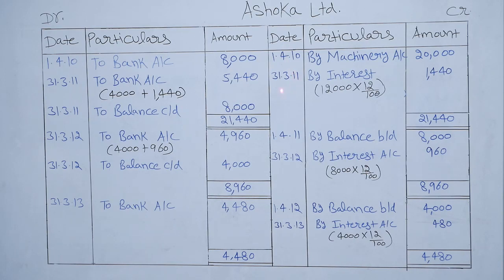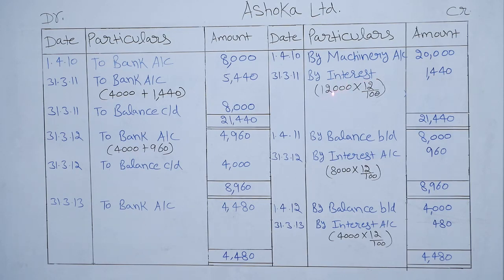And now we will charge interest. What will be the entry of interest due? Entry will be interest account debit to Ashoka Limited. Why are we debiting interest? As interest is our expense. So that's why we are debiting interest account. And if we do ledger posting of Ashoka Limited, then we will write by interest. 12,000 into 12%, then we get 1,440 as interest.